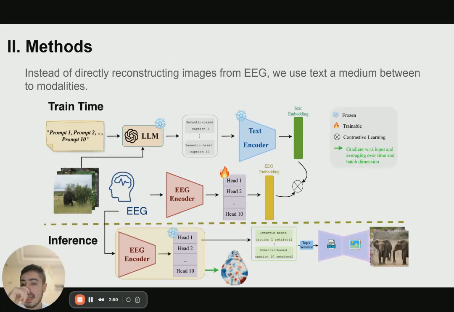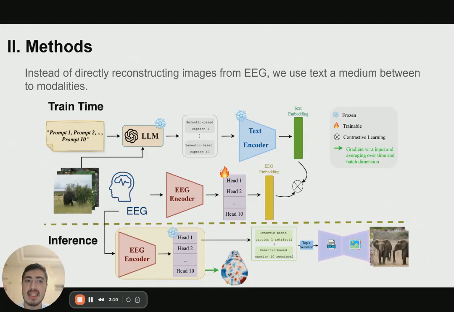After training, during inference, we take a new EEG and feed it into our EEG encoder, and we will get 10 representations. Per head representation, we do a search in that semantic level data set through all the captions, and we find the top pair per semantic level.